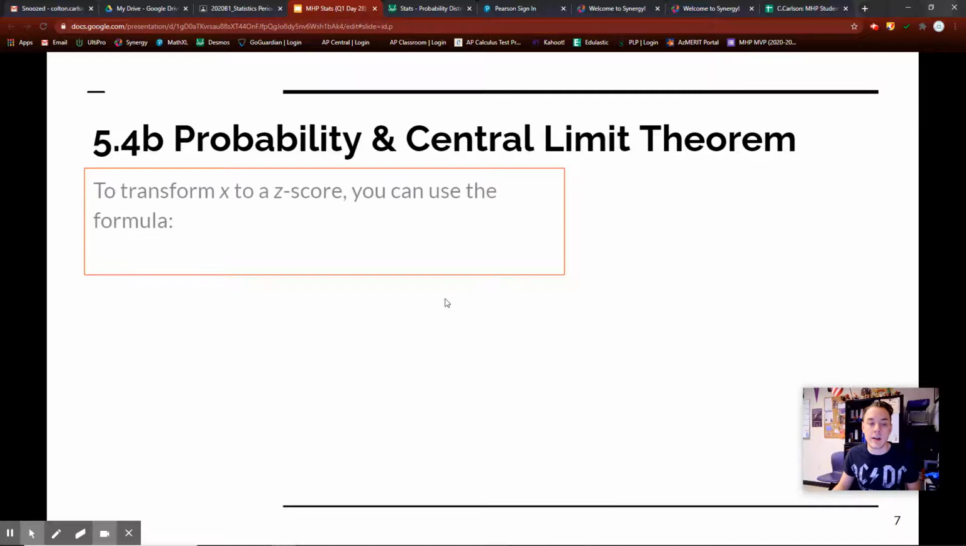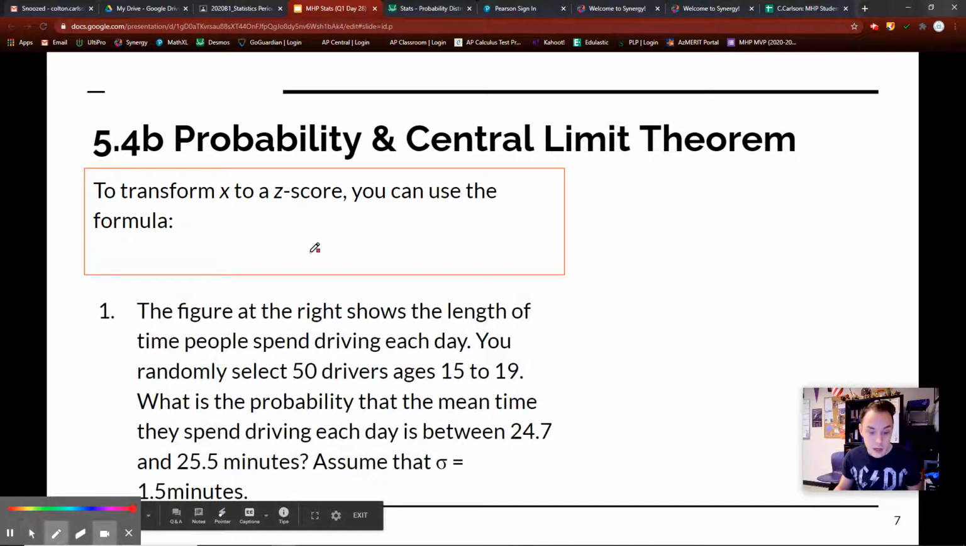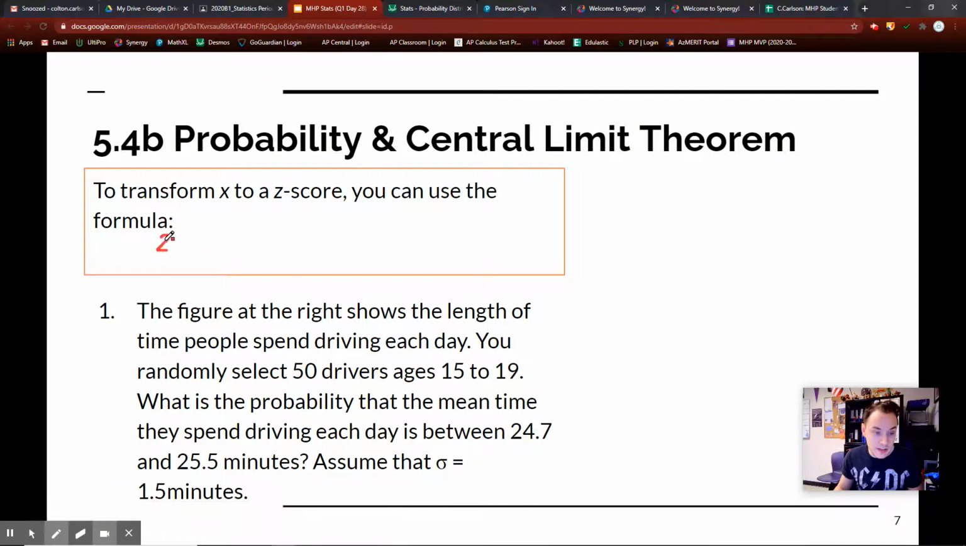Probability in the central limit theorem, what do we have? So in order to transform an x value, something that is randomly just given to you, like a data set basically, in a random problem, to what we call a z-score, to standardize that x value, to be a standard normal curve, instead of just a normal distribution, I can use the following formula. So let's write this out. What I'm going to have is z equals, and then I have my value.